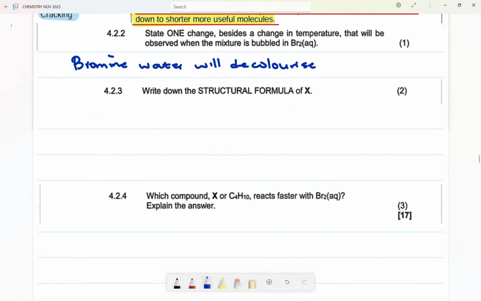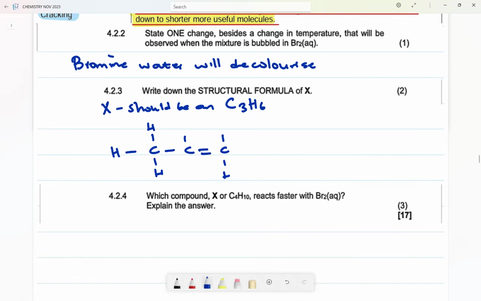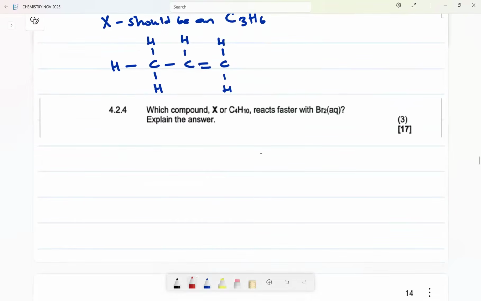Then the structural formula of X. Okay, we just said X. X should be an alkene. Let me say C3H6. So, which is an alkene. So you can draw a structure like this as long as it is an alkene. Okay, whether this one is on this position on the other side, it's fine. Just know that it should be an alkene with three carbons like that. And then 4.2.4 says which compound X or C4H10 reacts faster in bromine water?